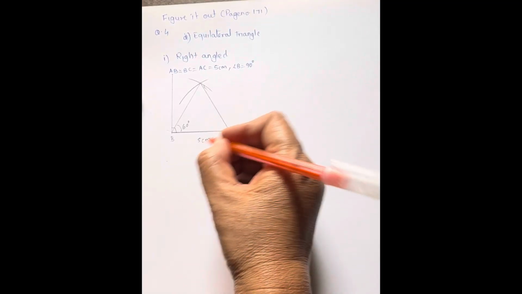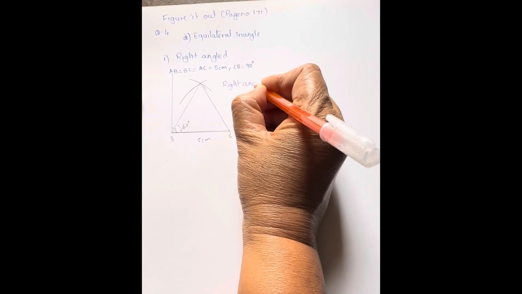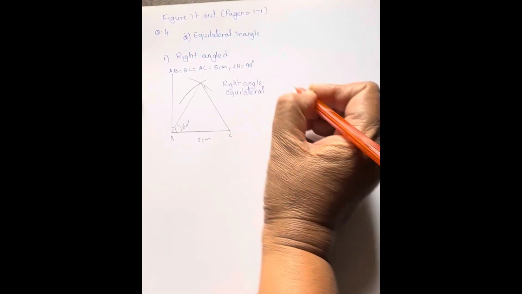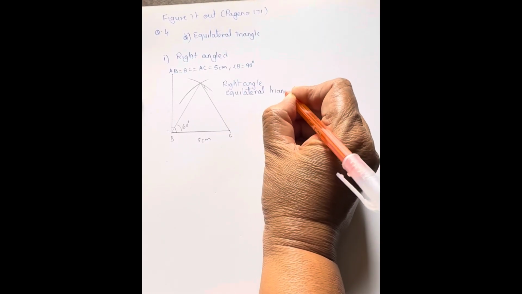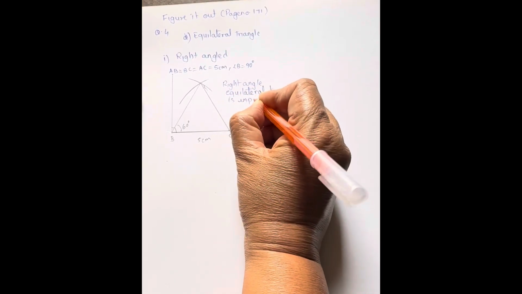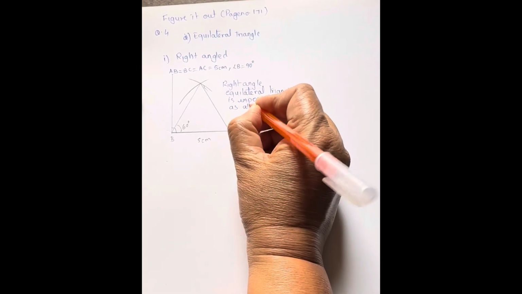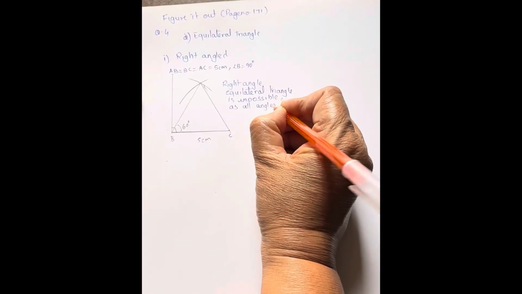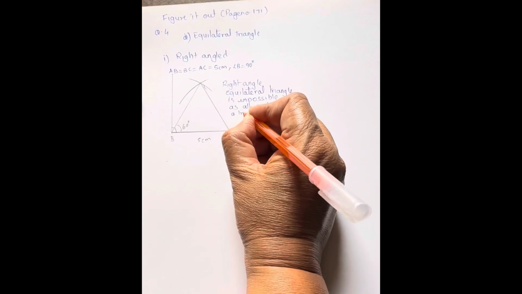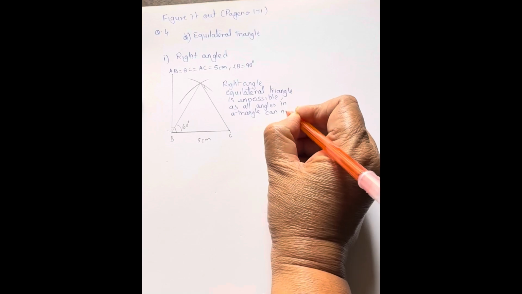So we write the answer as a right angle equilateral triangle is impossible. We have explored it through construction, as all angles in a triangle can never be 90 degree, right?